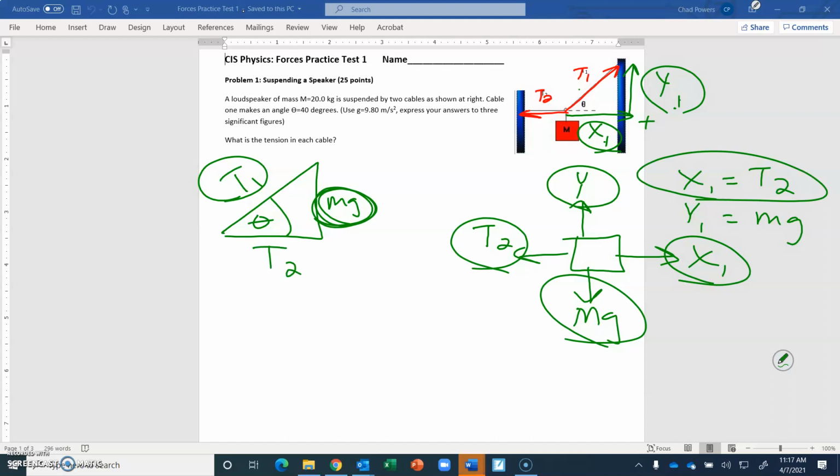So essentially, this is my triangle. I can replace the Y with mg, and I can replace the X with T2. And the answers I need are these two. I know mg, 10 times 10, and I know the angle. So you're simply doing trig.